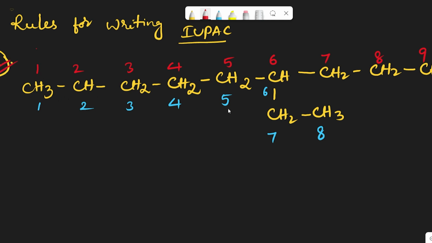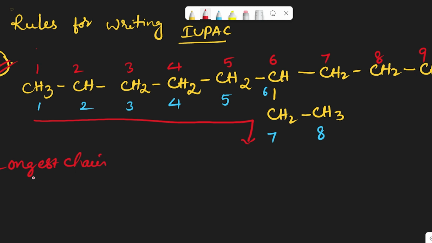Here the same compound is given. So in the first case the numbering is given in this way. In the second case the numbering is given in this way. So which one is correct? While choosing the branched chain, there is a rule, longest chain.